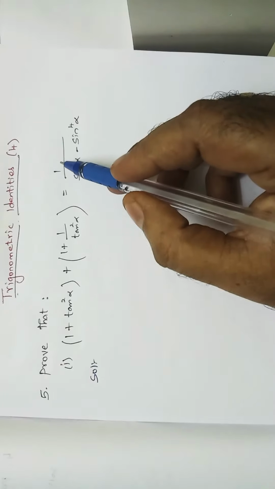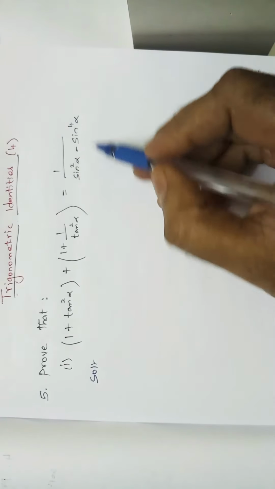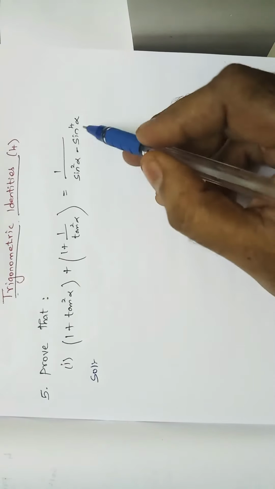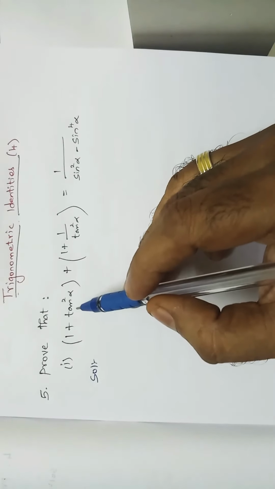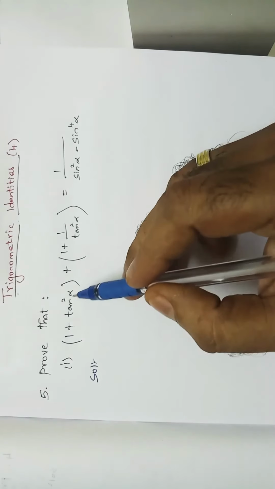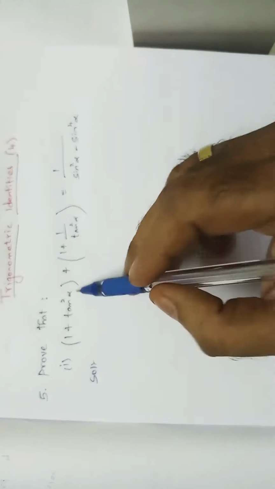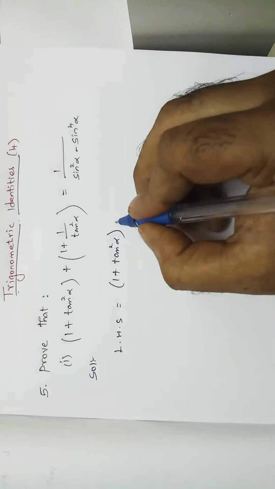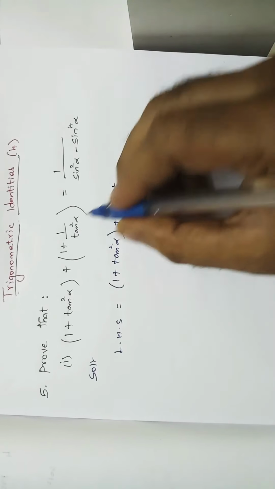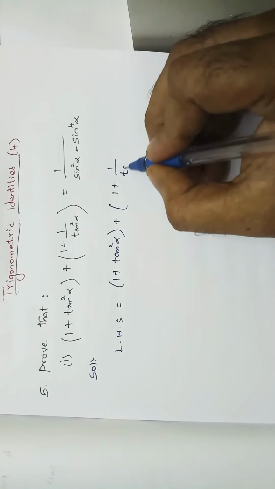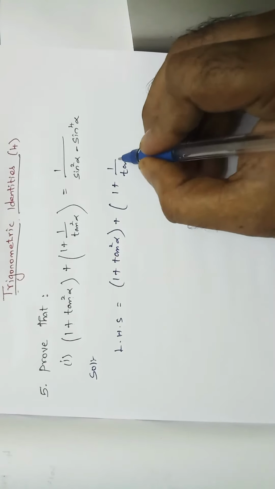In the RHS, the numerator is only one, and the denominator is in terms of sin. In the LHS we have terms in tan, so we can convert tan alpha in terms of sin cos. First take the LHS. LHS is equal to 1 plus tan square alpha, plus 1 plus 1 by tan square alpha.